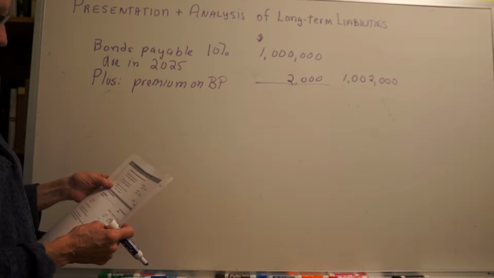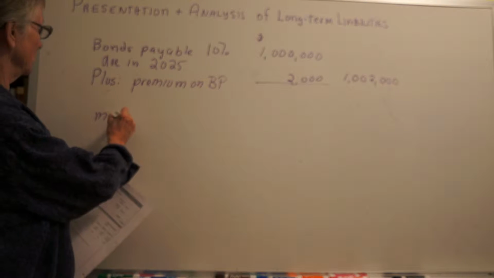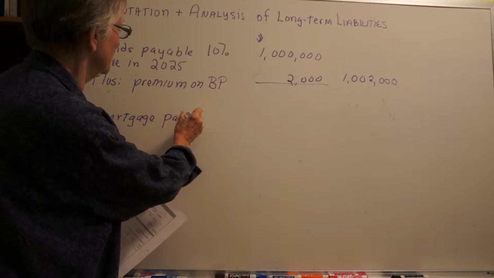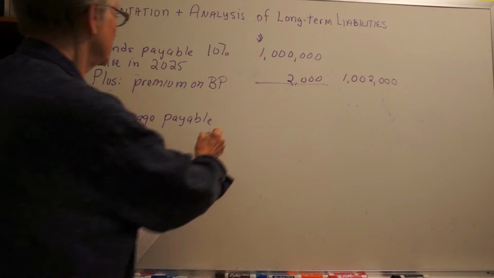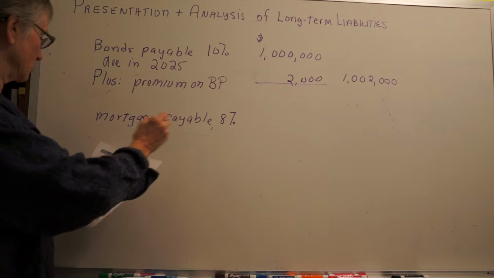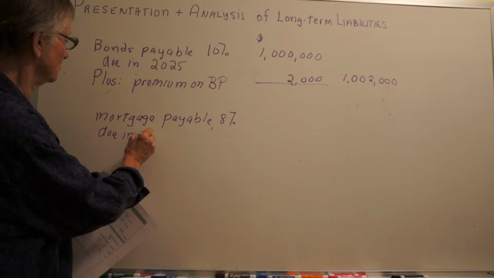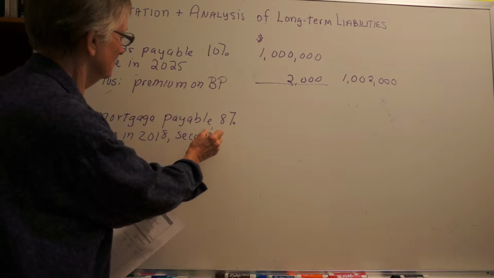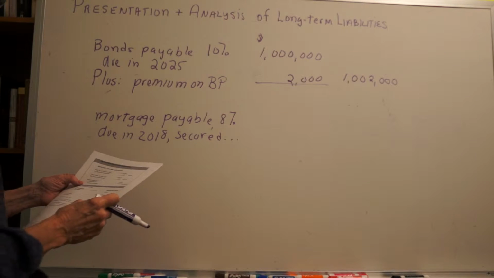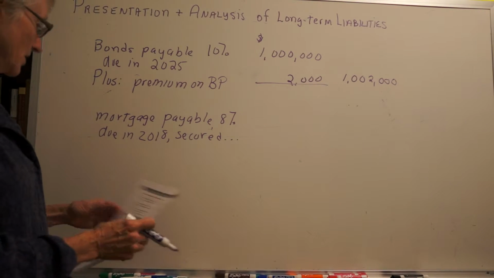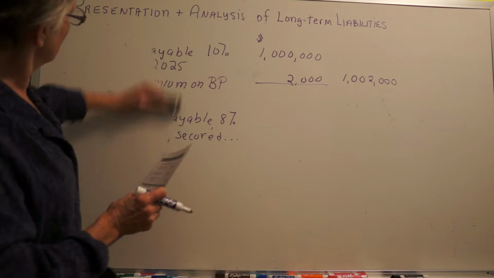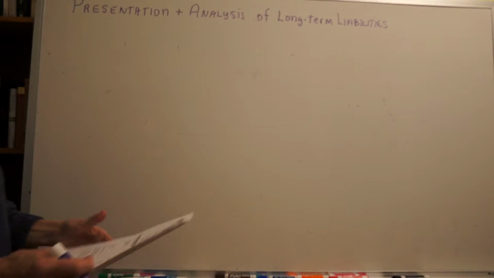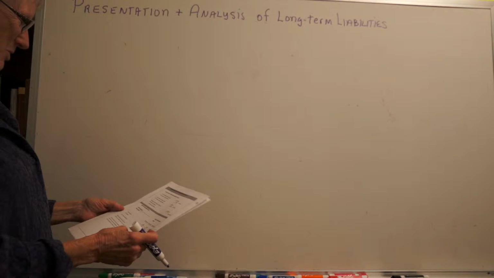Mortgages payable, you'd have a lot of note disclosure in the notes to the financial statements. It's pretty extensive, but you'd want to say the interest rate on the mortgage and when it was due. If it's due in 2018, you'd put that down. And if it's secured, you would say what it was secured by. Then you'd have your total for your long-term liabilities section. So that's the presentation. As you go on in accounting, you get a lot more detail on the notes. Liabilities have extensive note and disclosure requirements.